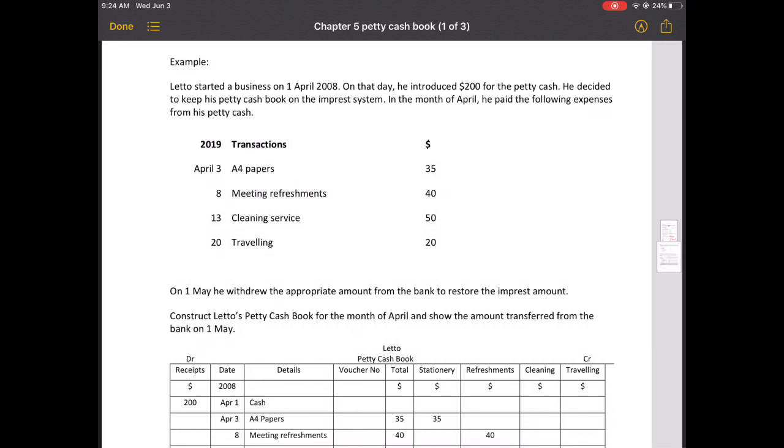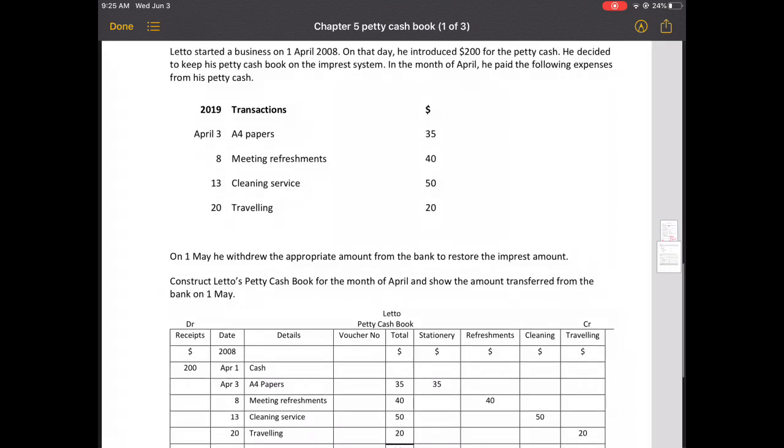In the month of April, he paid the following expenses from his petty cash. He has 4 transactions there: A4 papers, meeting refreshments, cleaning service, and traveling. On 1st May, he withdrew the appropriate amount from the bank to restore the imprest amount. So he will withdraw whatever imprest cash he has spent to restore it. Construct Leto's petty cash book for the month of April and show the amount transferred from the bank on 1st May.